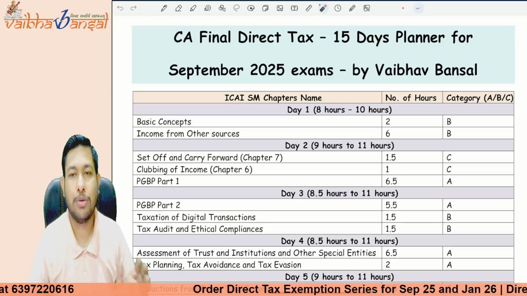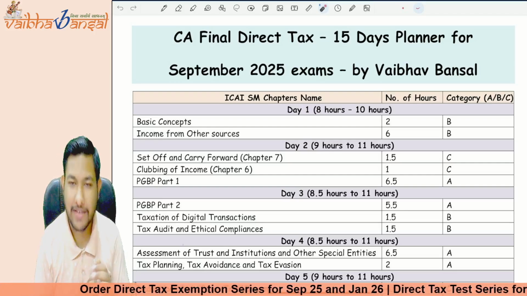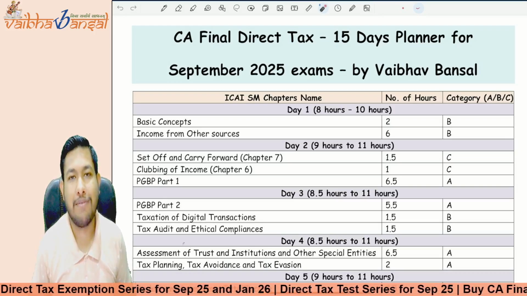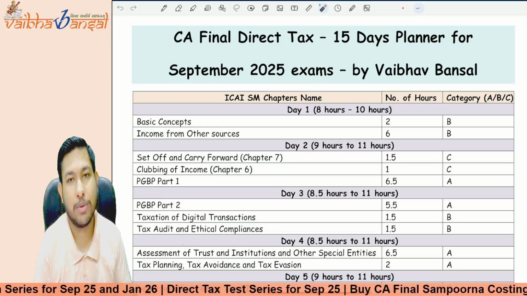This is Vaibhav Bansal. Today we are going to discuss the 15 days planner for the September 25 exams. The ICAI has released the date sheet for the September 25 exams, and your exam for direct tax is on 10th of September 25th.